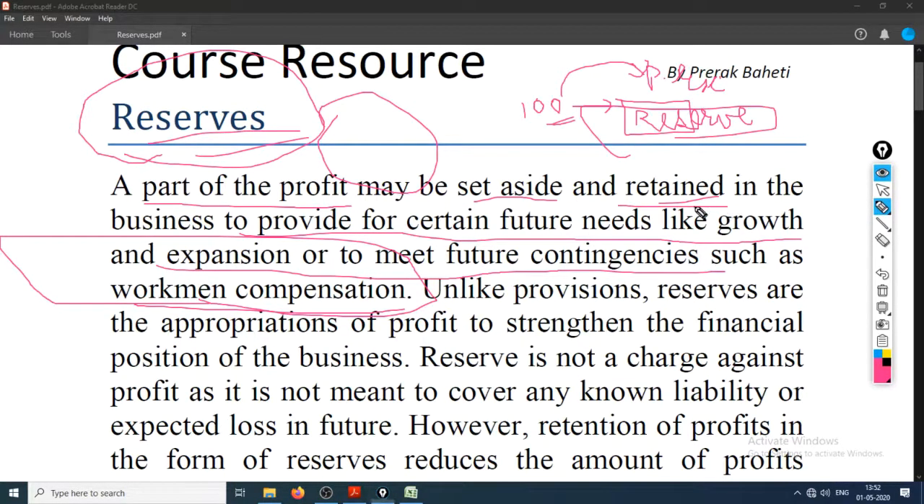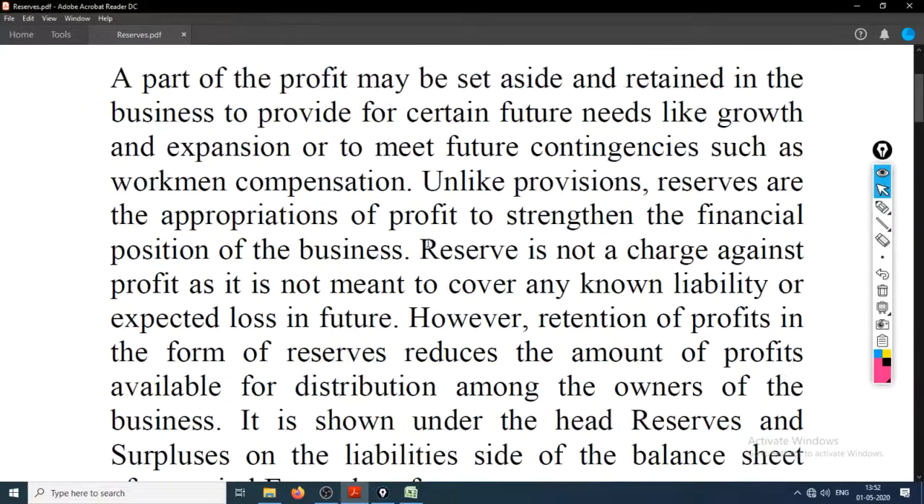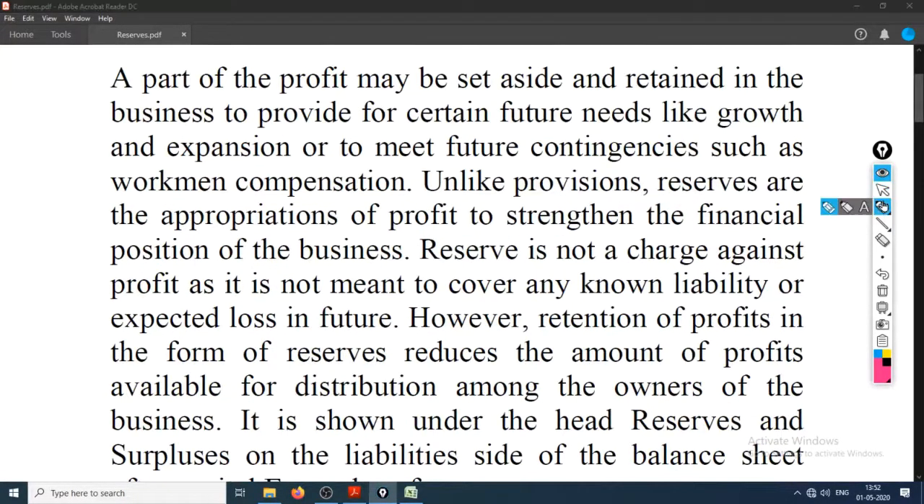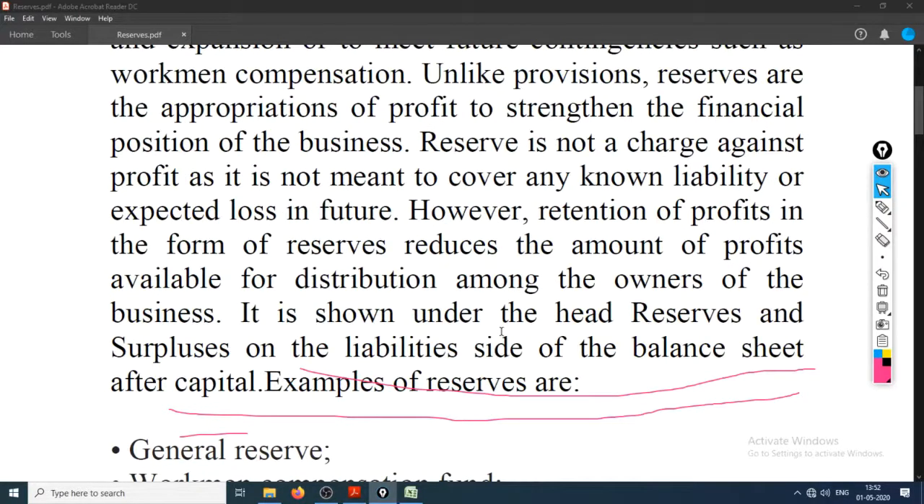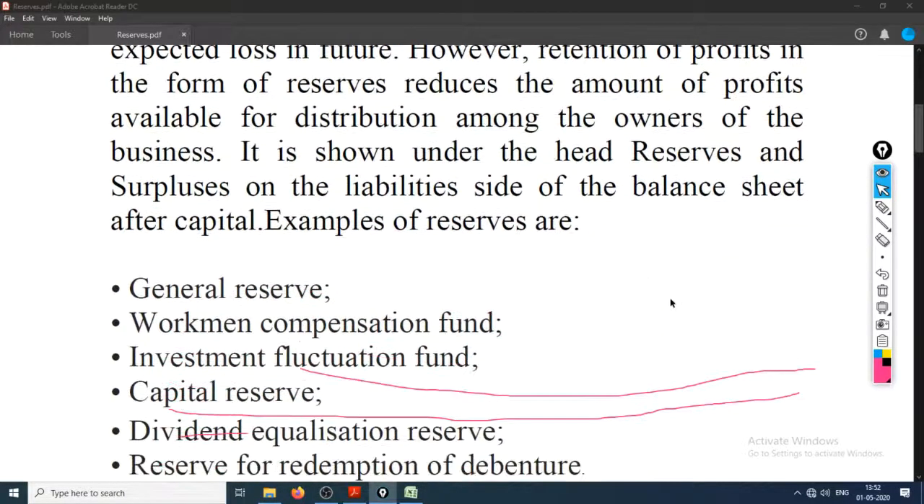So these are basically retained earnings that are transferred to reserves. Also, once we create a reserve, that reserve cannot be used to transfer profits among the owners of the business. That is, dividend cannot be declared from that reserve. Basically it is kept with the business. And what are the possible reasons that it can be used for?